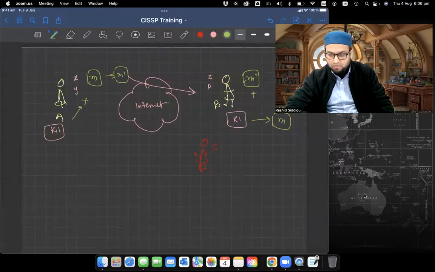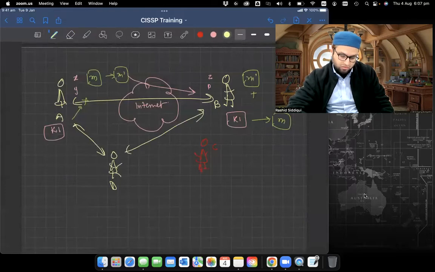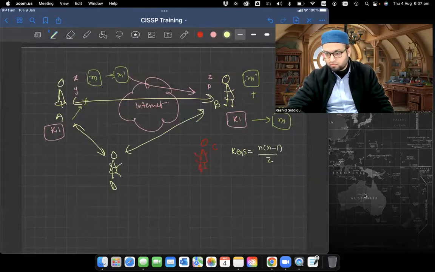The other thing is that in symmetric cryptography, you need one key per pair of communicating parties. So if you have a legitimate user here, D, then you need one key between A and B, one key between A and D, and one key between B and D. So the total number of keys, the formula will be n into n minus 1 divided by 2. This is how the number of keys will increase if the participants keep increasing.